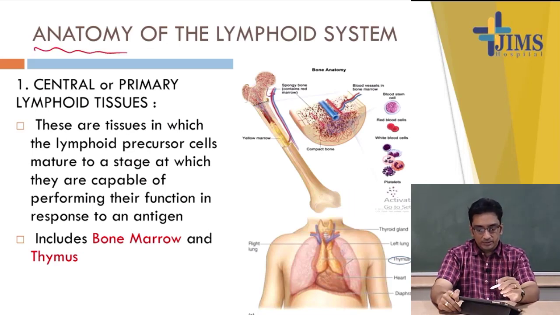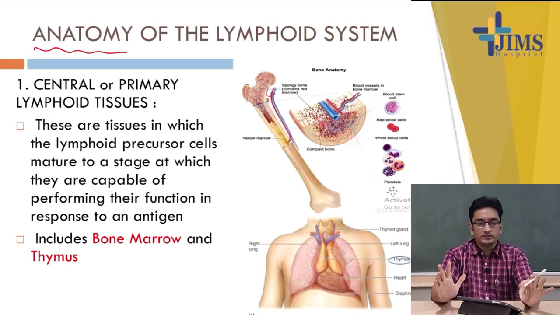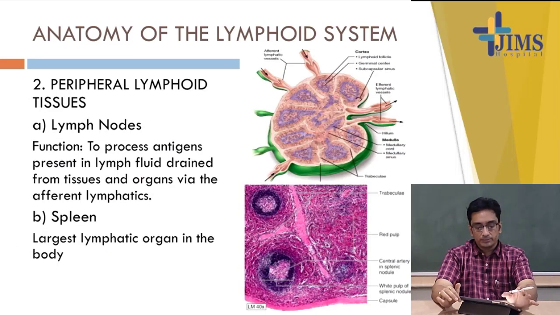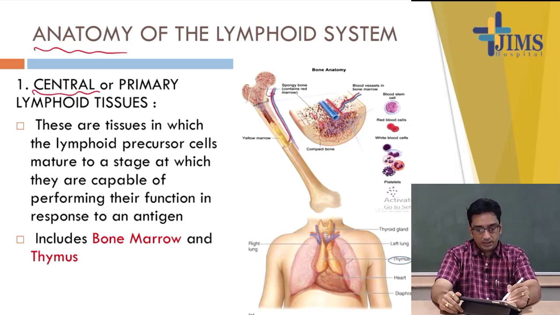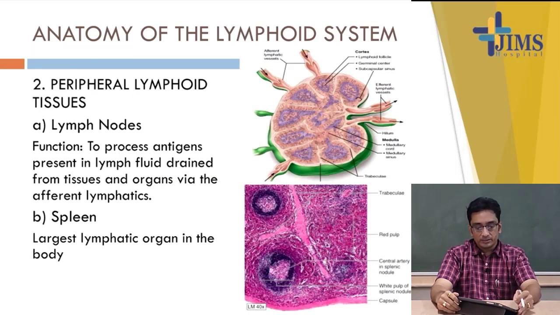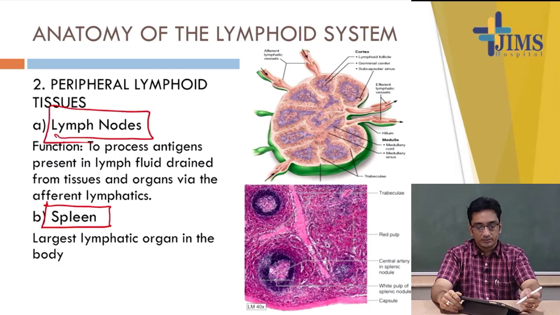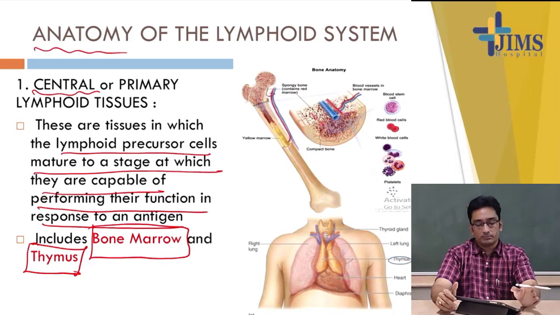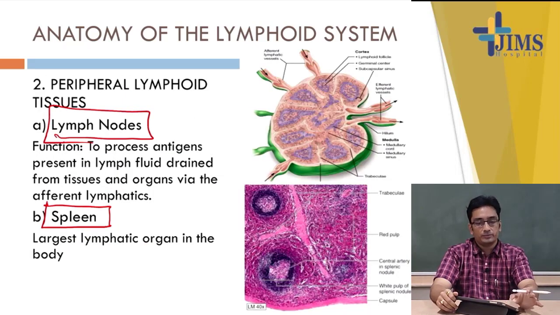Basic anatomy of the lymphoid system. There are two divisions: central primary lymphoid tissues and peripheral lymphoid tissues. Central are the tissues in which the lymphoid precursor cells mature to a stage at which they are capable of performing their function in response to an antigen. They include two organs, the bone marrow and the thymus. Peripheral lymphoid tissues are the lymph nodes and the spleen. So, central and peripheral. Central is bone marrow and thymus. Peripheral is lymph nodes and the spleen.